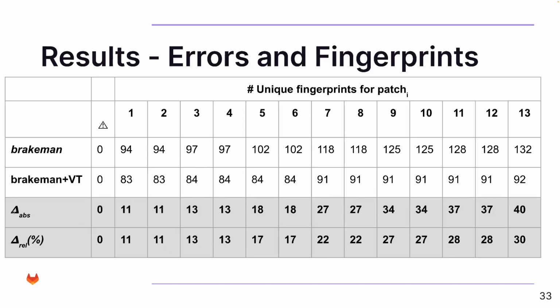If you're looking at the delta, that's the absolute difference between the number of fingerprints for Brakeman and Brakeman plus vulnerability tracking. You can see that this increases over time. After applying the 13th patch, we already had about 40 vulnerabilities we could deduplicate using the new method, which is a 30% improvement. You can read this as vulnerability tracking reducing the manual effort of filtering duplicates by 30%, and it's increasing over time. You can see the percentages are increasing as we move forward.